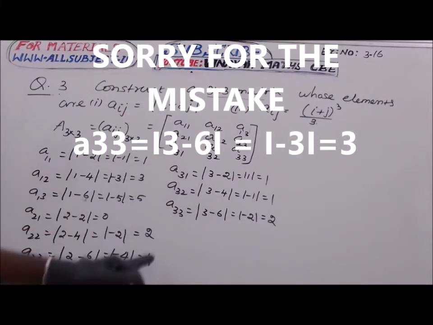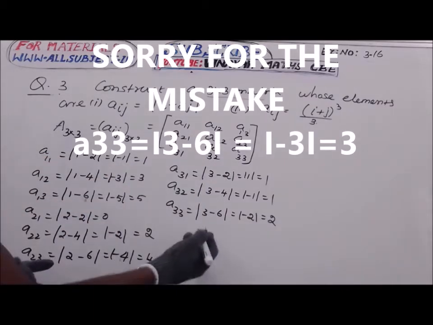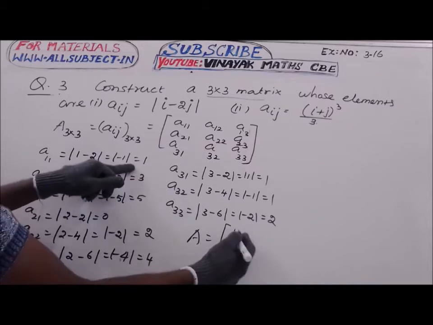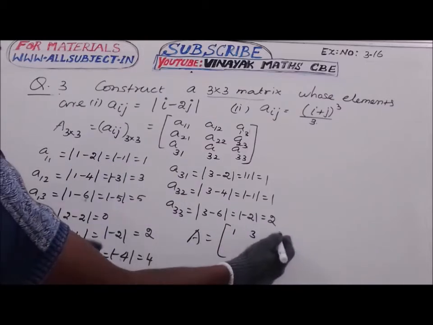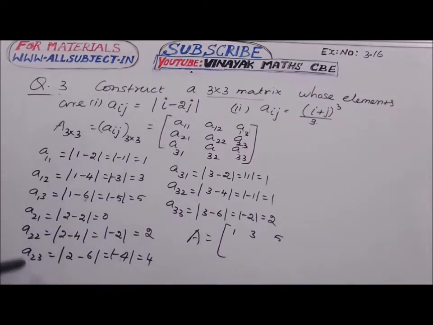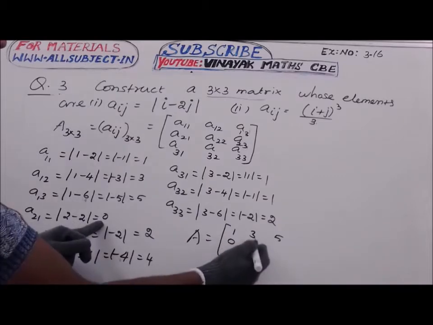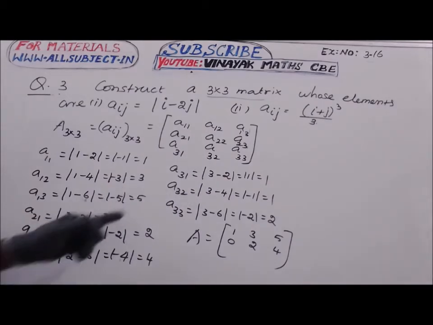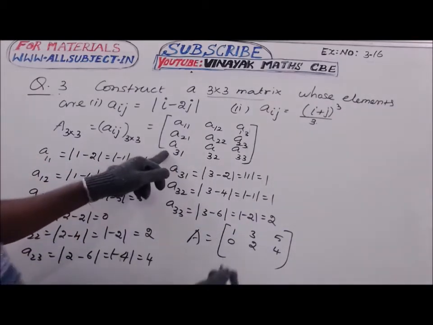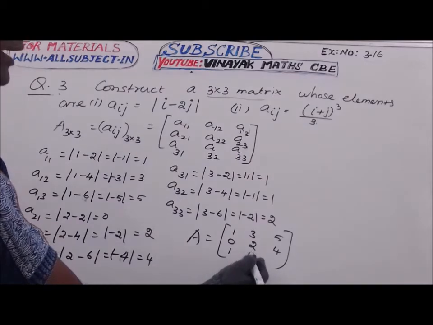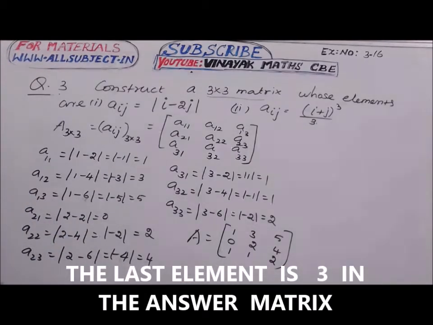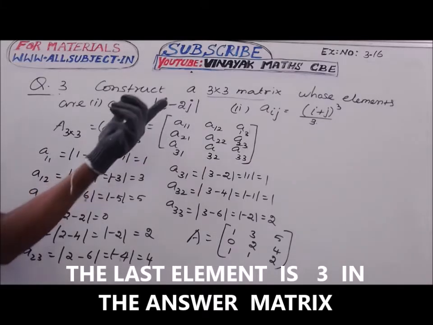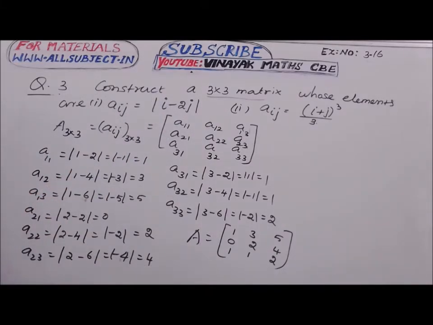So substituting these elements in a particular order, we will get the required matrix A equal to: A11 A12 A13 are 1, 3, 5, and then A21 A22 A23 are 0, 2, 4, in the particular order, and then the last row we have 1, 1, 2. This is our required 3 by 3 matrix under the condition Aij equal to the absolute value of i minus 2j.